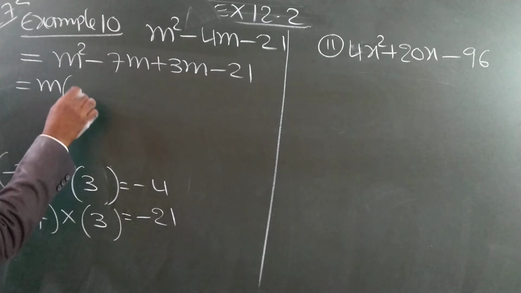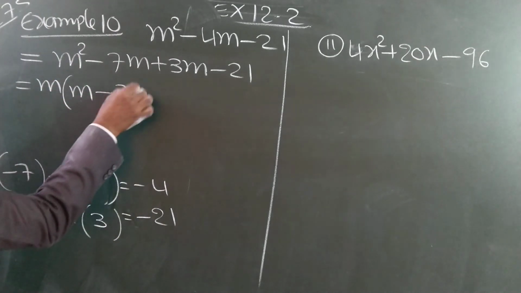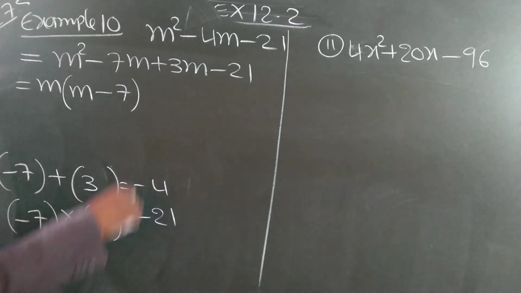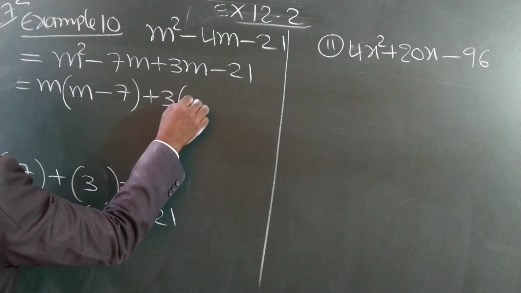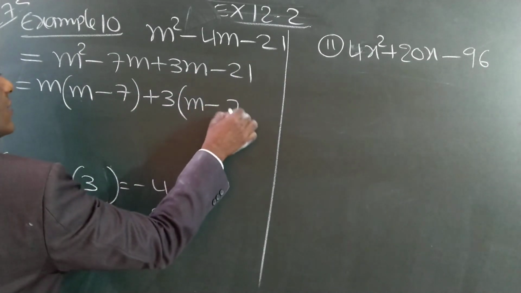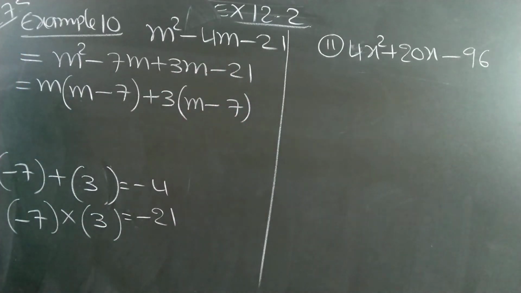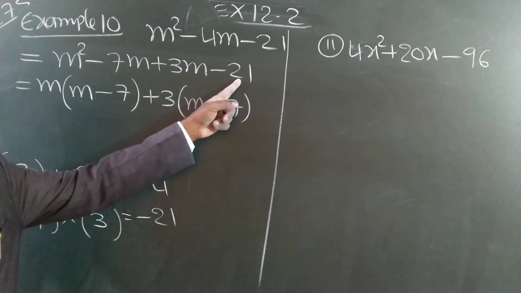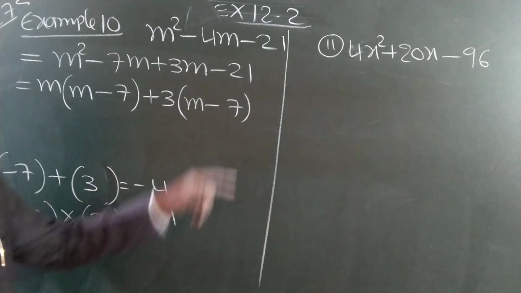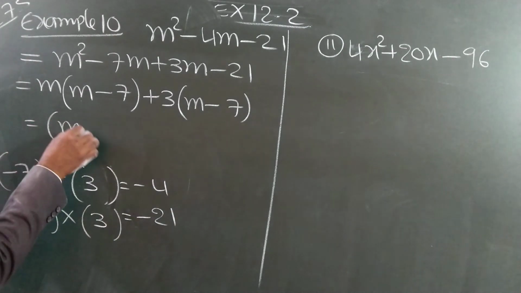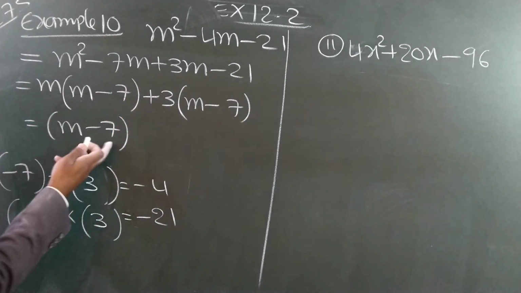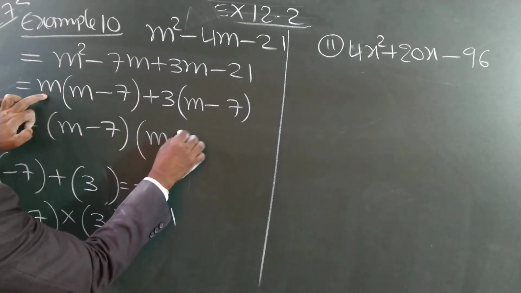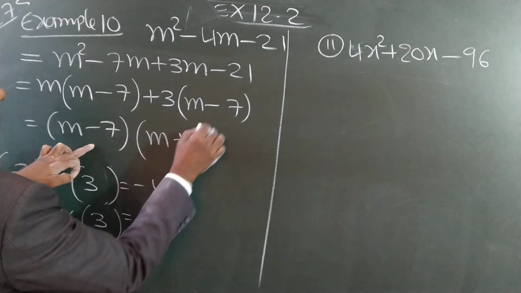m common in the first two. Another m remains, 7 remains. m is taken common. 3 common, m remains. 21 is 3 7s are 21. 3 common means m remains. 21 is 3 into 7. 3 common means 7 remains. m minus 7 common. This is taken common. What is left? m plus. This is taken common. What is left? 3.